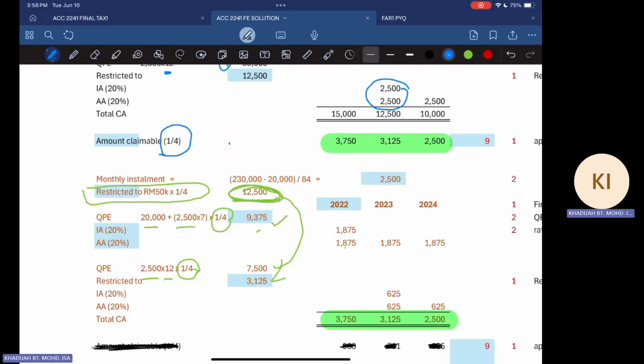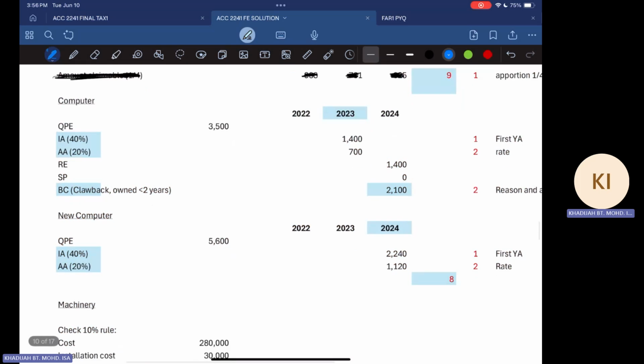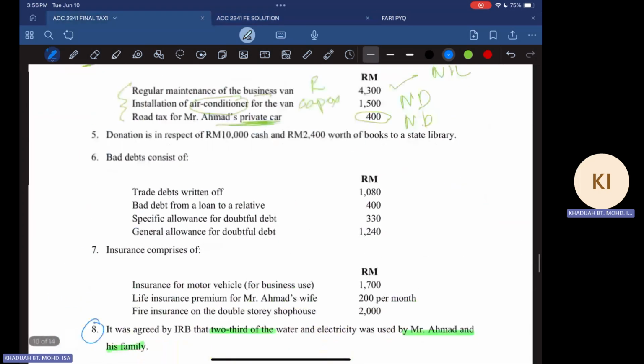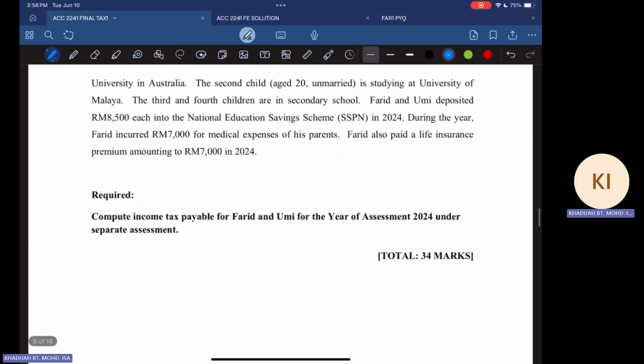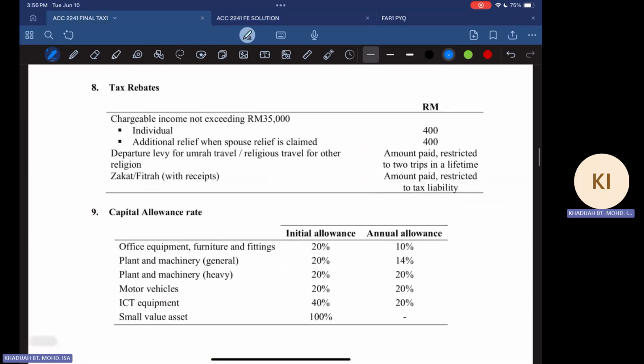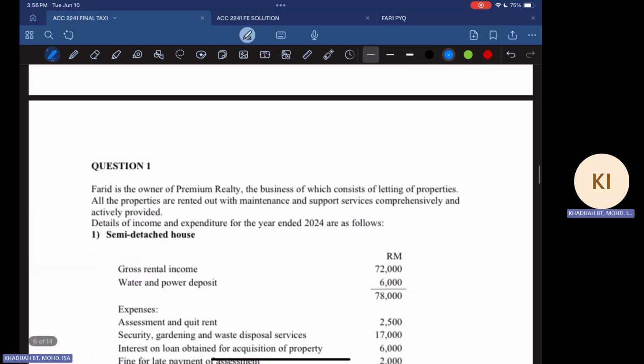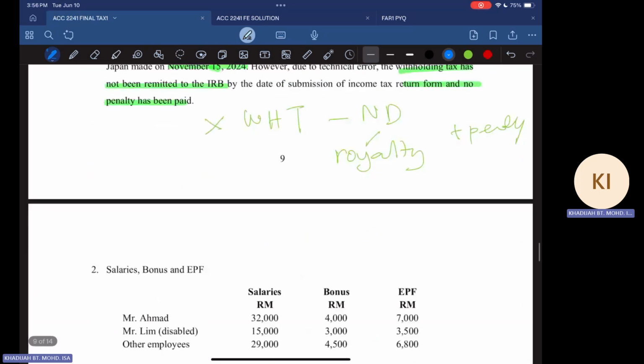So how are you going to do that? For the old computer, we have the QE of 3,500. Remember that for computer, the rate is 40 and 20%. So in your exam, normally in the final exam, you will be given the appendix on the first few pages. So you'll be given the rate here, and you see that the ICT equipment is here. The rate is 40 and 20%. Be careful that you use the rate given in the question.